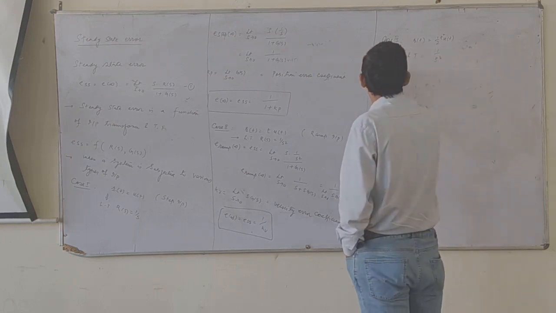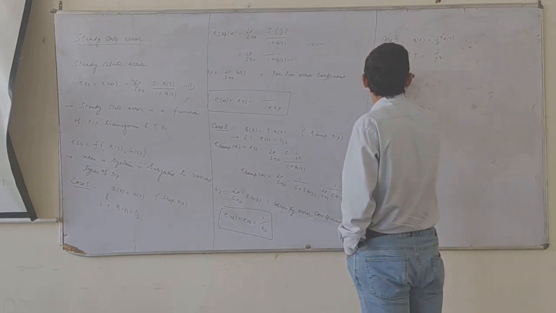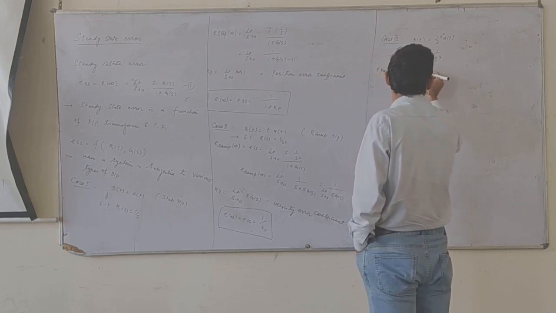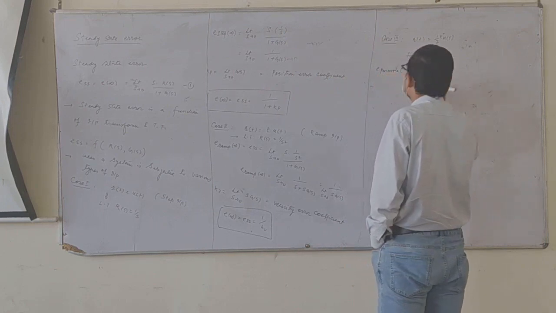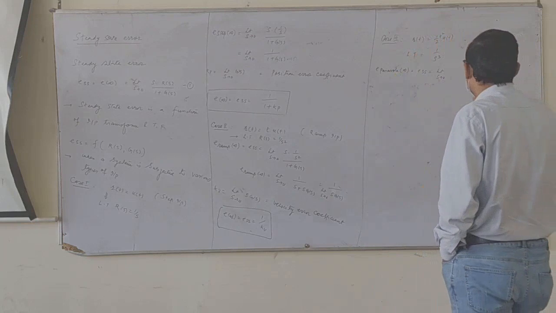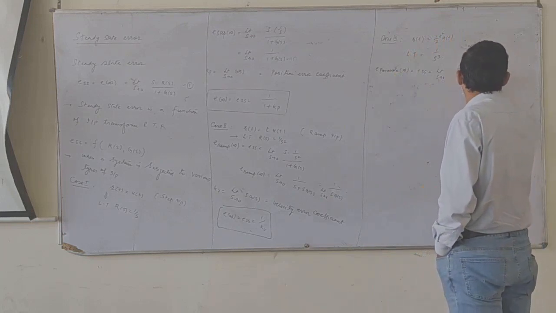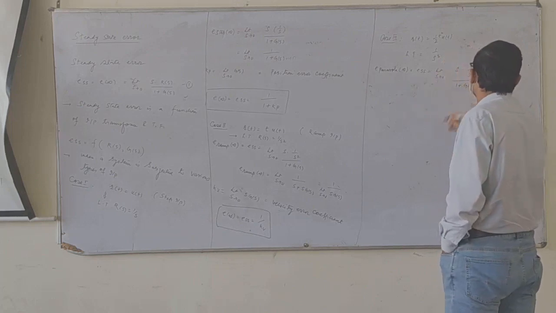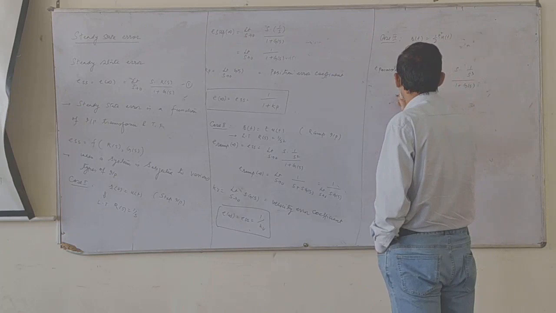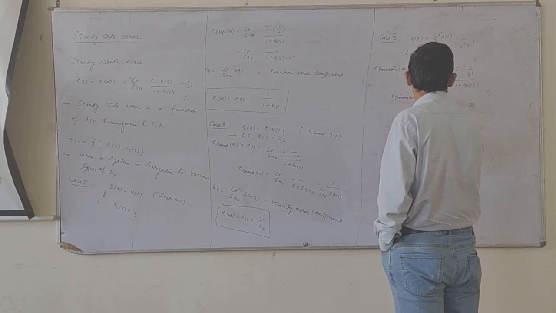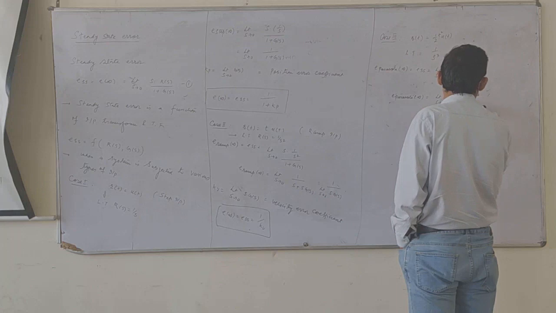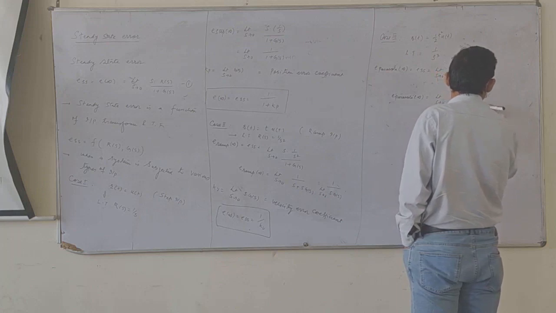So substituting the same for E parabola at steady state: E_ss is limit s tends to 0, and from equation number 1, it will be 1 by s cube divided by 1 plus G of s. Square and cube will get cancelled. So E parabola at steady state will be limit s tends to 0 of 1 by s square plus s square G of s.